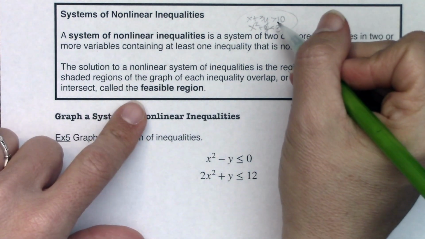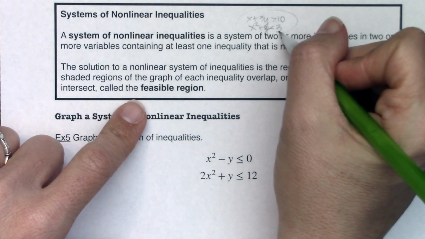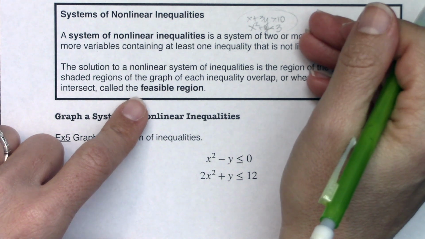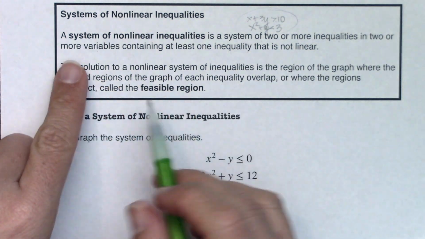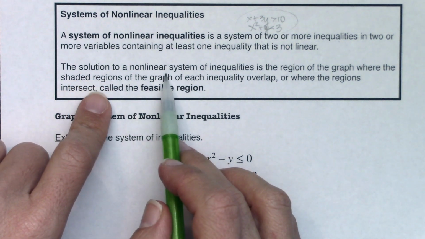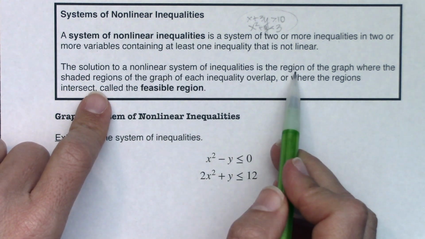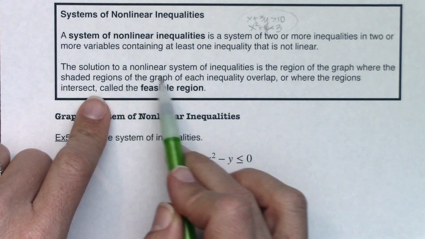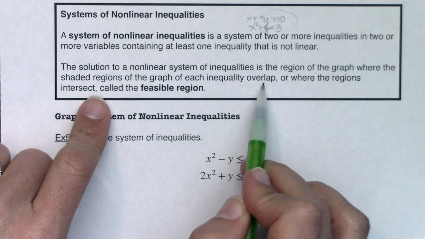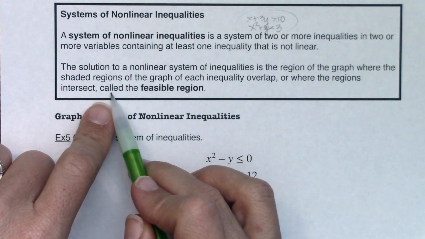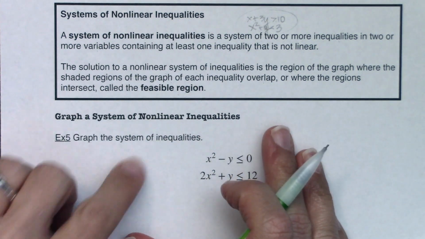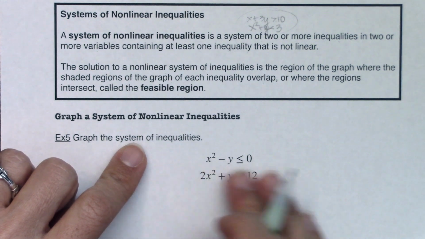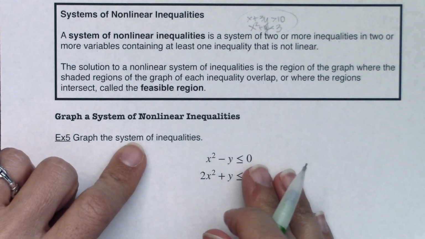And the idea is to graph both of these and see where the overlap is. And we're going to call that a feasible region. And that is going to be the answer. So the solution to a nonlinear system of inequalities is the region of the graph where the shaded regions of the graph of each inequality overlap, or you could say where they intersect, and we give it a vocab term, a feasible region.